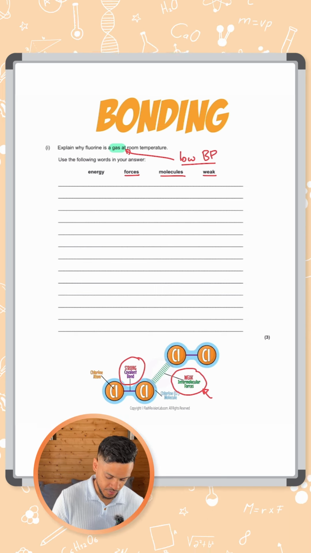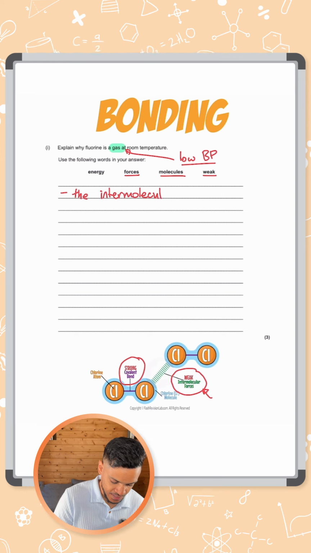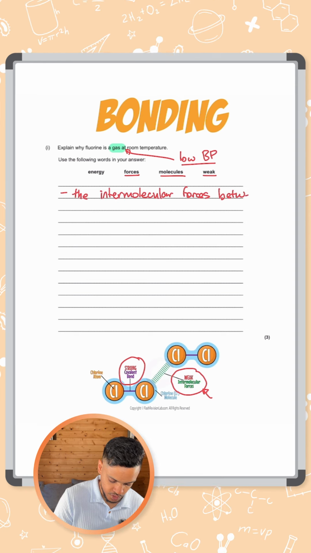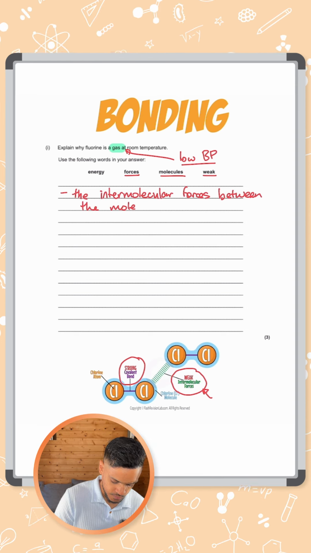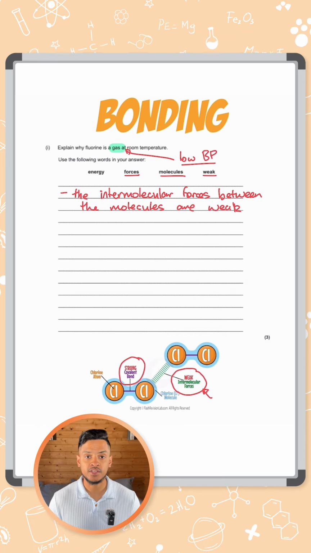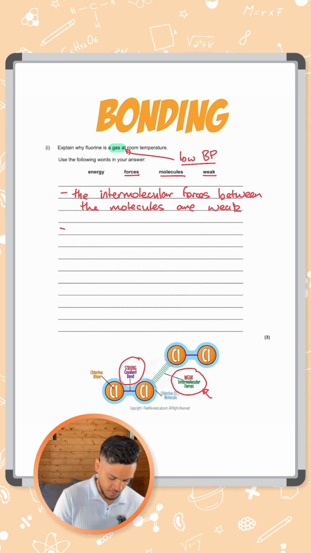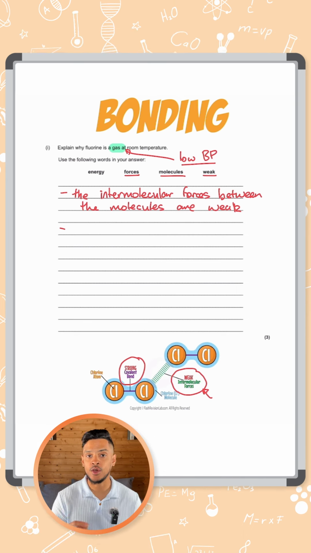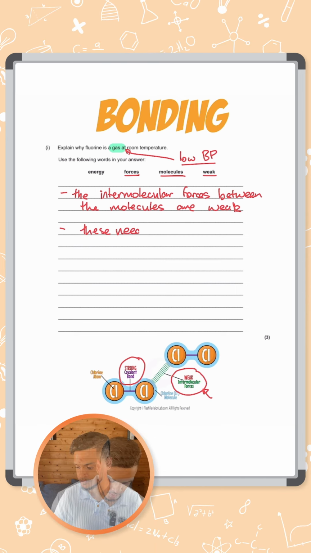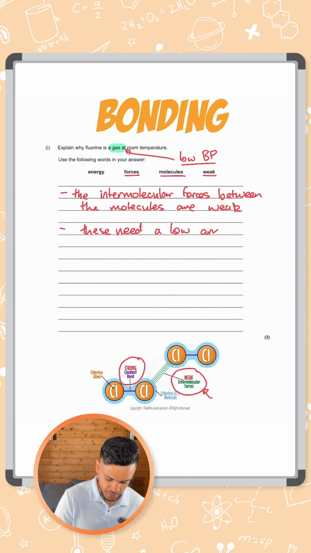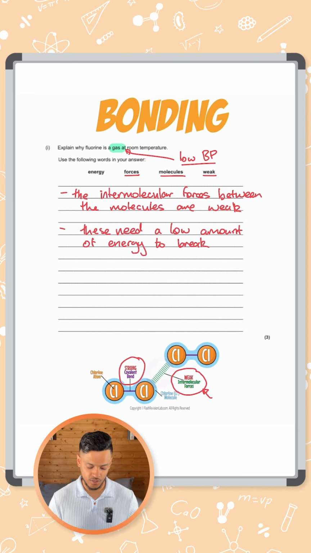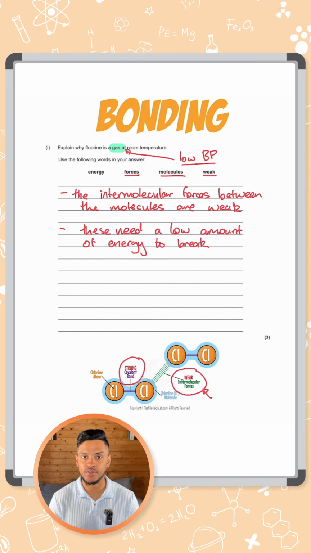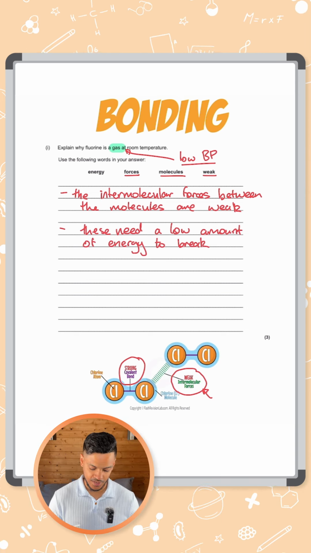So let's write a point on that. So we can say the intermolecular forces between the molecules are weak, right? So we've used 3 of those words there. Now we just need to use the word energy. So because they're weak, they only need a low amount of energy in order to break. These need a low amount of energy to break. So those are 2 points there, but within it, we've got the 3 marks for this question. That's how you get 3 marks.